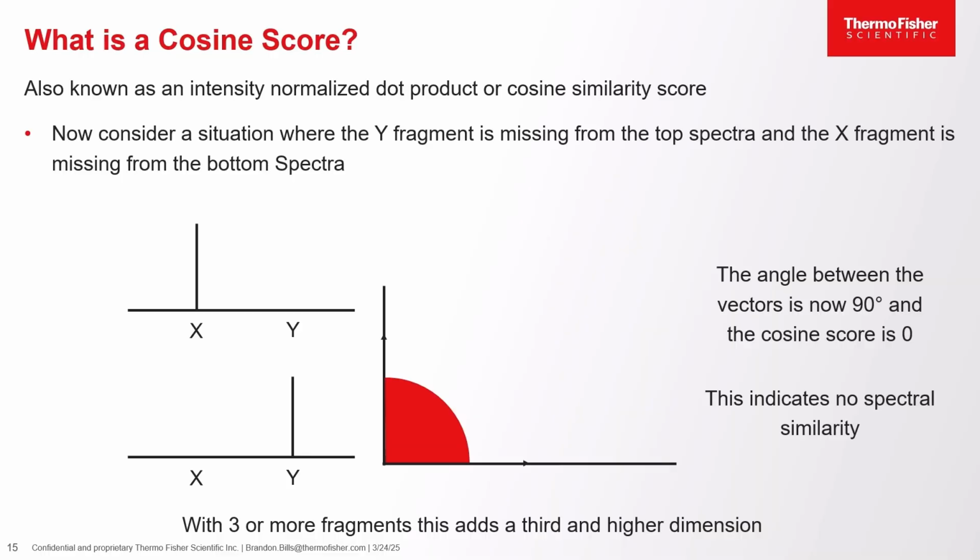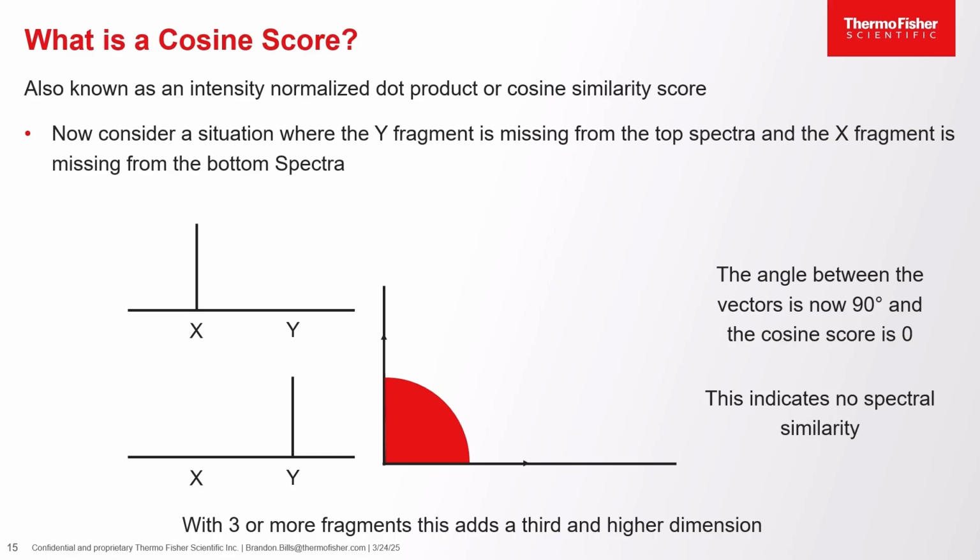Now consider two spectra where the Y fragment is missing from one and the X fragment is missing from the other. The angle between these two vectors is now 90 degrees, and the cosine score is 0. This indicates that there's no spectral similarity between these two spectra. It makes sense. They have no peaks in common.